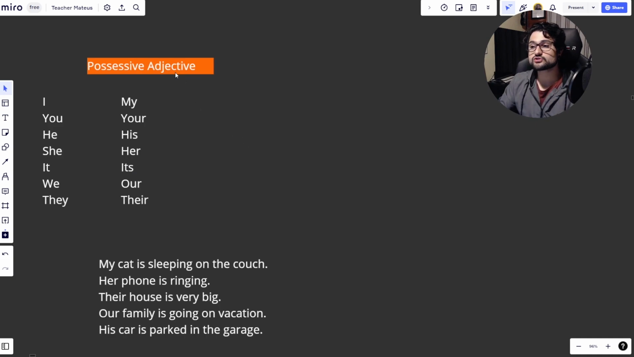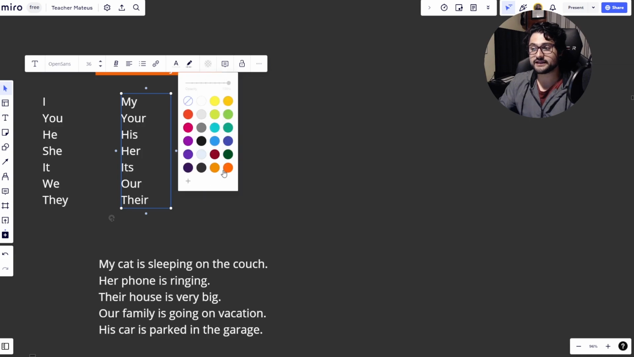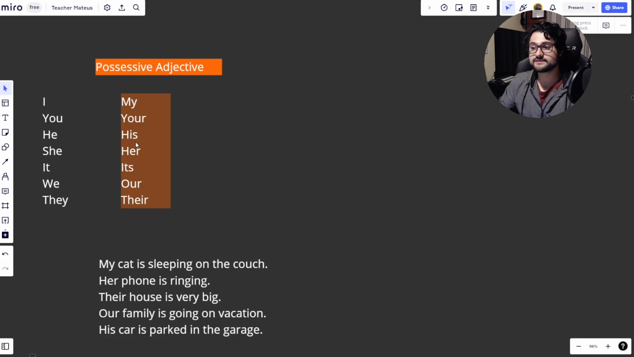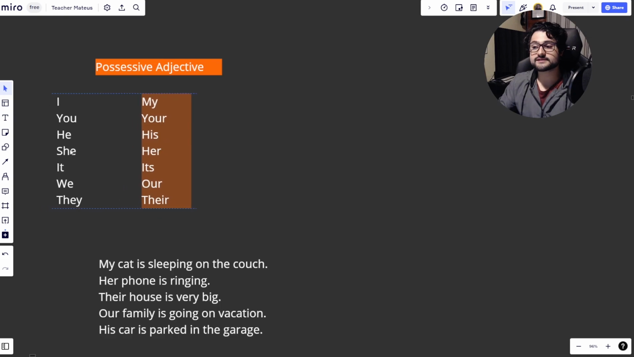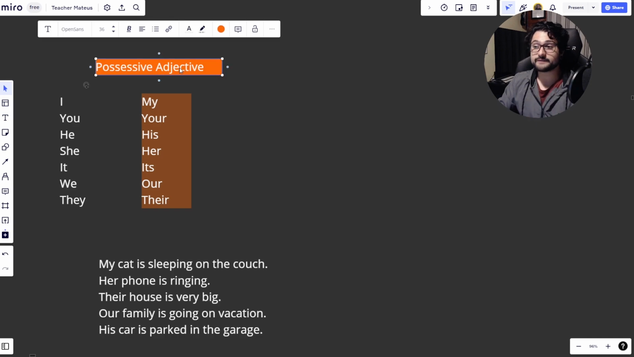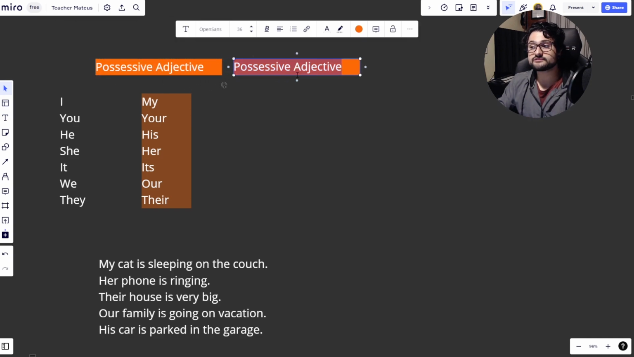All right, guys? So here we have the possessive adjectives. Let's reduce this opacity. My, your, his, her, its, our, and their. This is how we describe possessions in English. So, for example, take a look. And by the way, this possessive adjective comes before a noun.